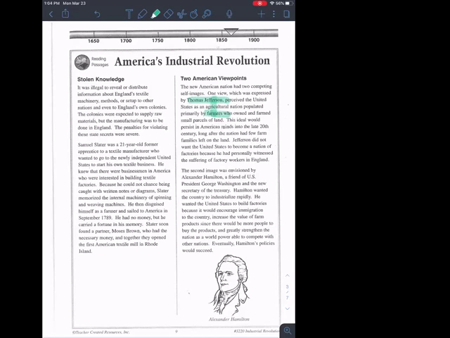All right, the second image was envisioned by Alexander Hamilton, a friend of U.S. President George Washington and the new Secretary of the Treasury. Hamilton wanted the country to industrialize rapidly. Hamilton wants the opposite. He wants the machines. He wanted the United States to build factories because it would encourage immigration to the country, increase the value of farm products since there would be more people to buy the products, and greatly strengthen the nation as a world power able to compete with other nations. Eventually, Hamilton's policies would succeed.